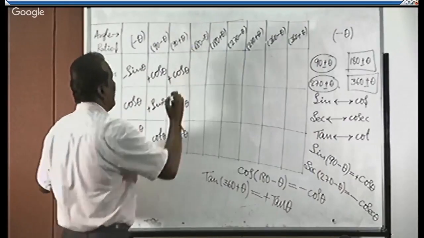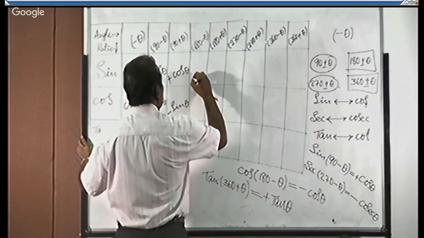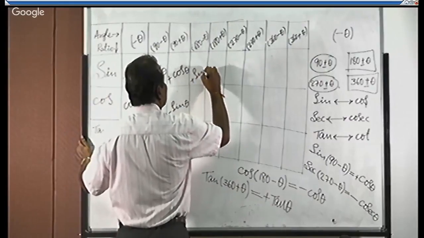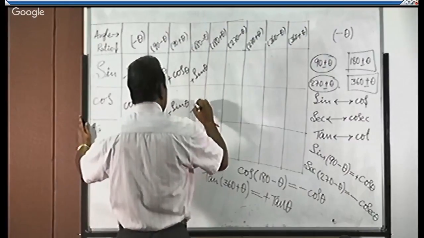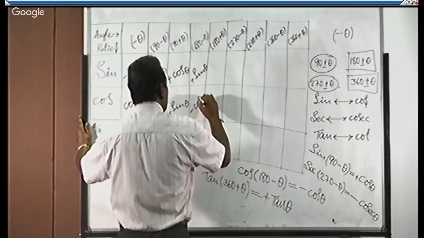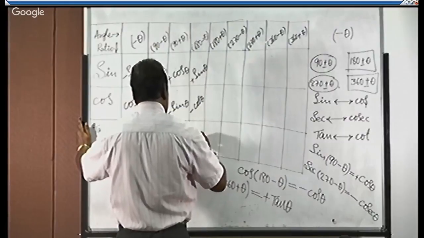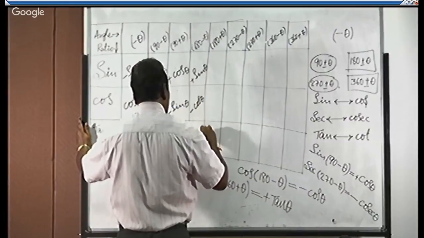Therefore, sine of 180 minus theta is equal to plus sine theta, simply sine theta. Then cos of 180 minus theta is minus cos theta. Tan of 180 minus theta is also minus tan theta.